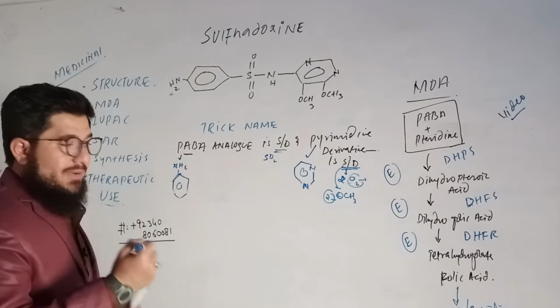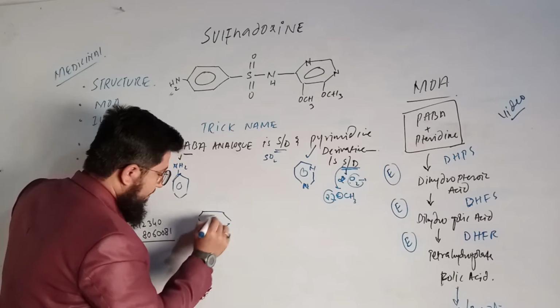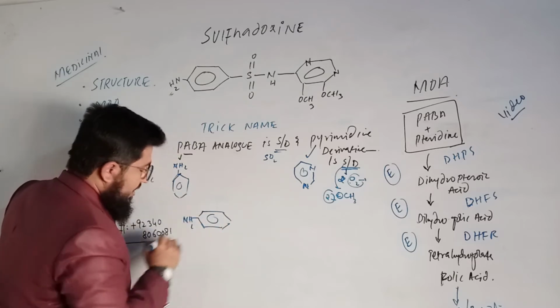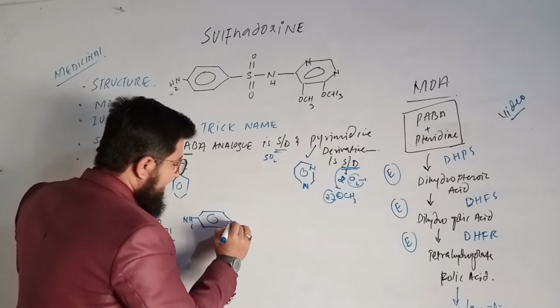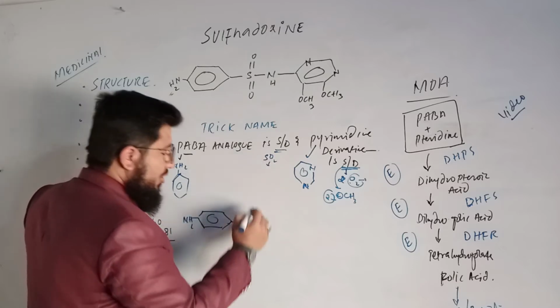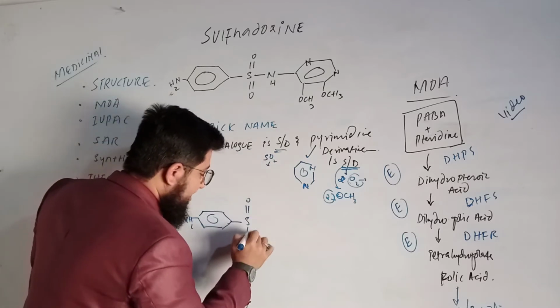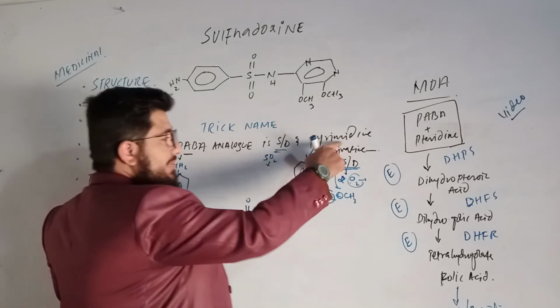First of all, draw the PABA in a horizontal position. So here is our PABA, a benzene ring having an amino group at the para position. And here we got another bond, because we have sulfadoxine. Now just go for sulfur dioxide. One is sulfur and the dioxide must be this way. And then we have the next point, pyrimidine derivative.